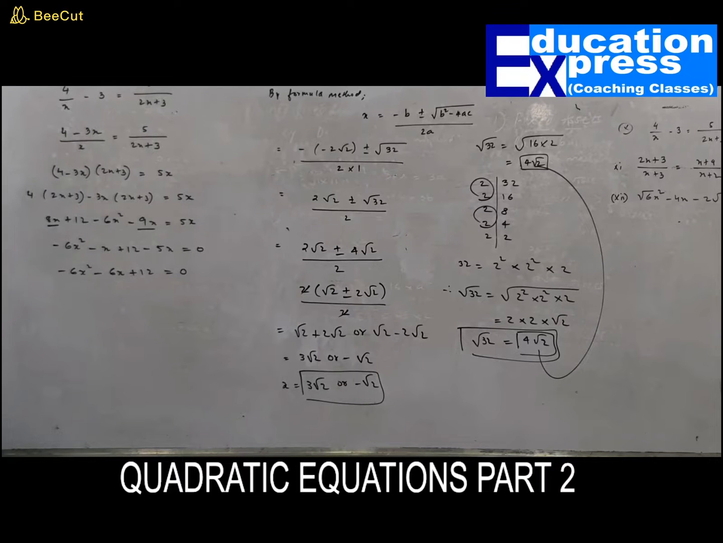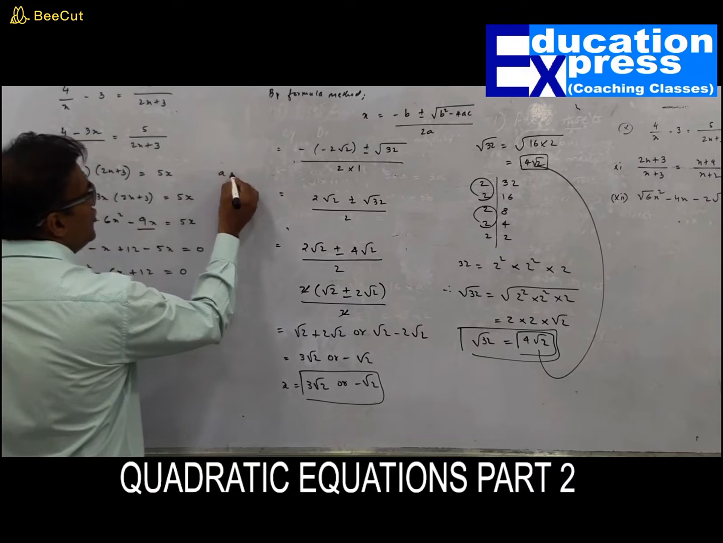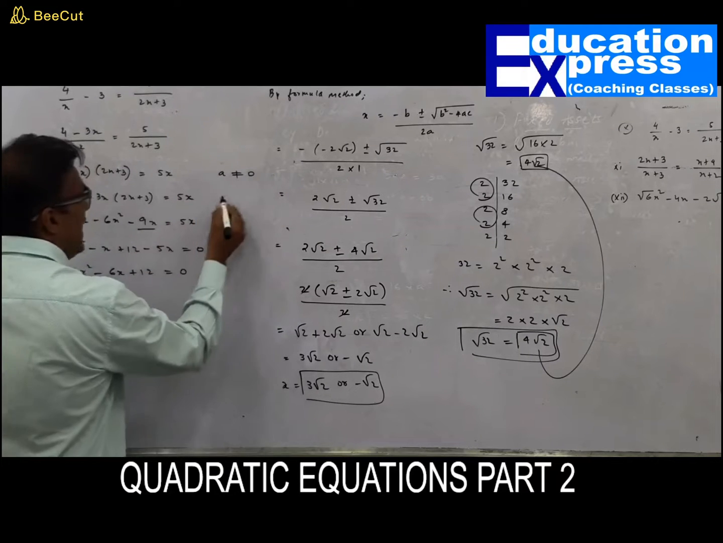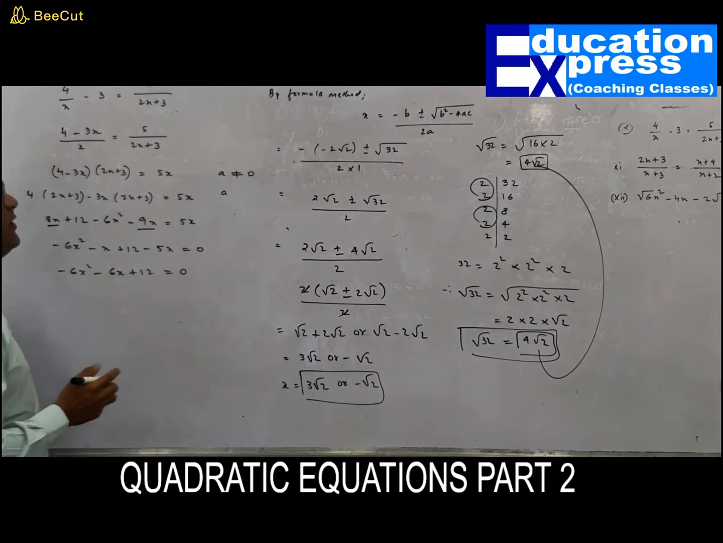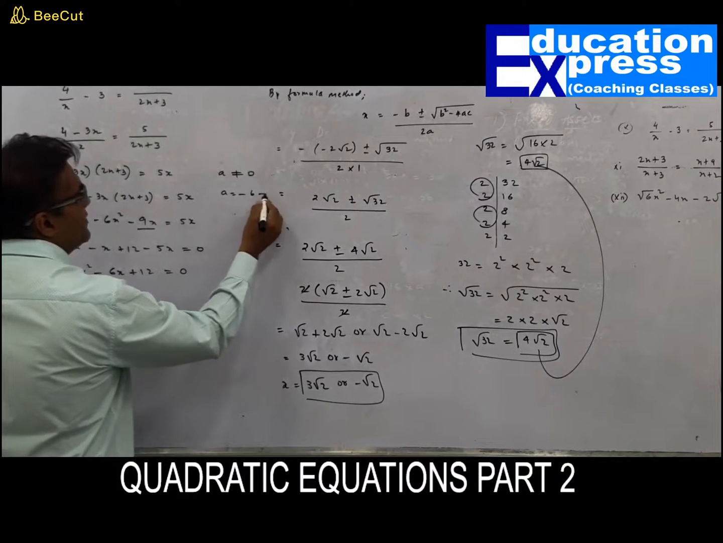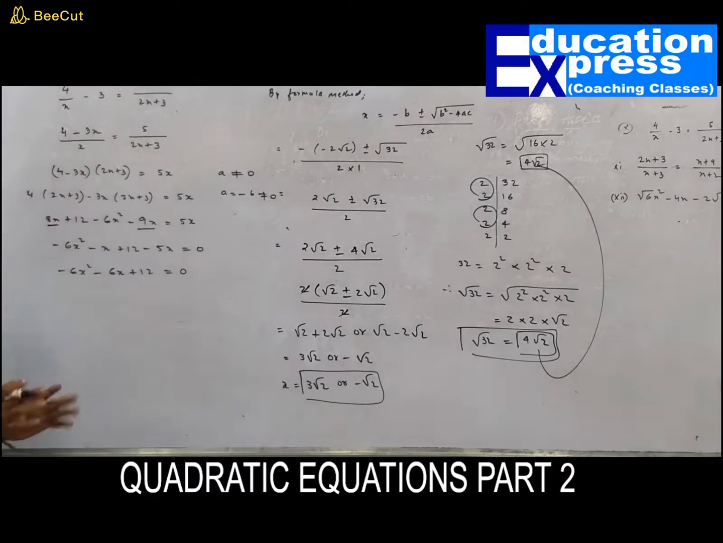You're surprised to see that for the first time we are getting the value of a as negative. Nothing to worry, they all are multiples of 6, and even if you have the value of a as negative, it does not matter. The rule says that a should not be equal to 0. My a over here is minus 6, which is not equal to 0. Highest power 2, absolutely right. Is it in the form ax square plus bx plus c equals 0?